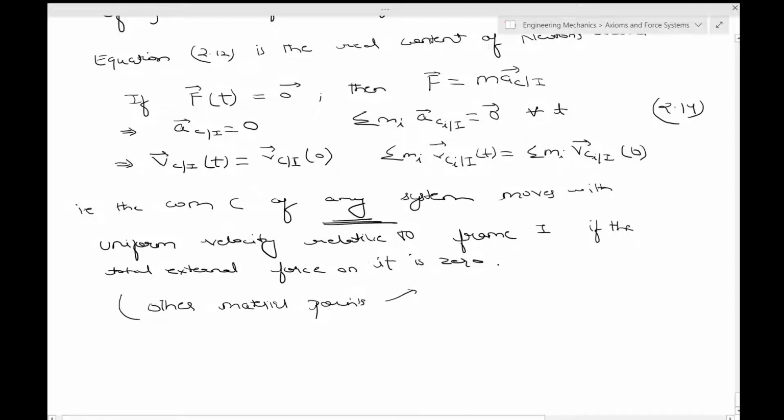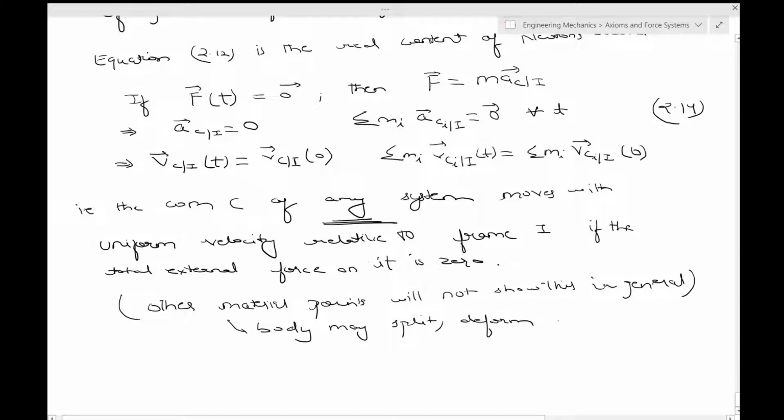What can happen to the body? Other material points will not show this in general, that's moving with a uniform velocity. So the body may split, it may deform or rotate. Anything can happen depending on the nature of the body. If it's a rigid body, maybe it can rotate. If it's a deformable body, it can split or deform. So something else can happen.